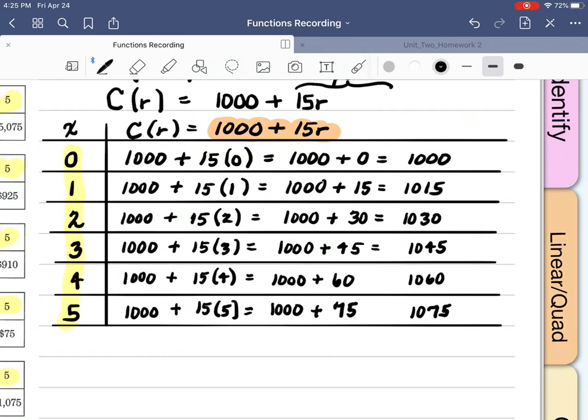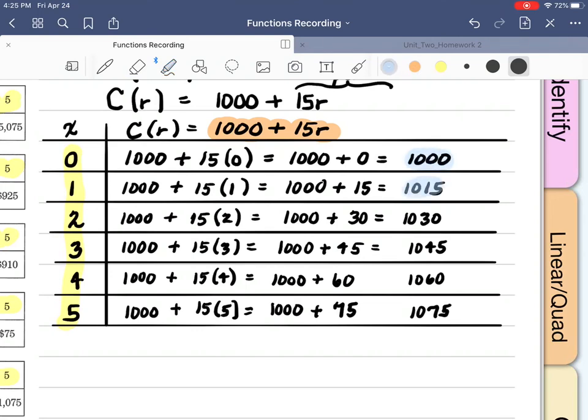So there are the inputs in yellow and the outputs in that I haven't highlighted yet. Let me answer this text. I'm sorry, guys.